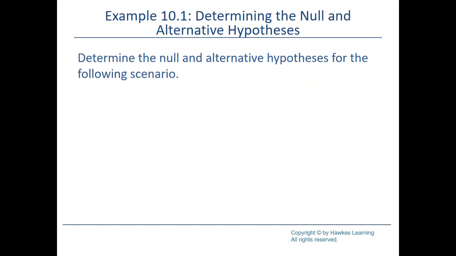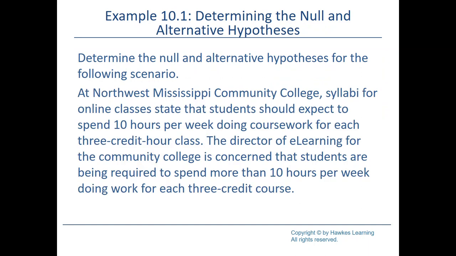So let's start with our first scenario here. Now, again, remember, this is going to get really, really wordy, and I'm going to look for key things that might help me with this process. So at Northwest Mississippi Community College, a syllabi for online classes states that students should expect to spend 10 hours per week doing coursework for each 3-credit-hour class. Now, the director of e-learning for the community college is concerned that students are being required to spend more than 10 hours per week doing work for each 3-credit-hour course.